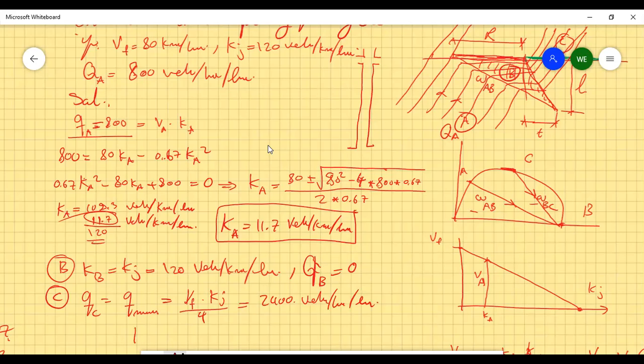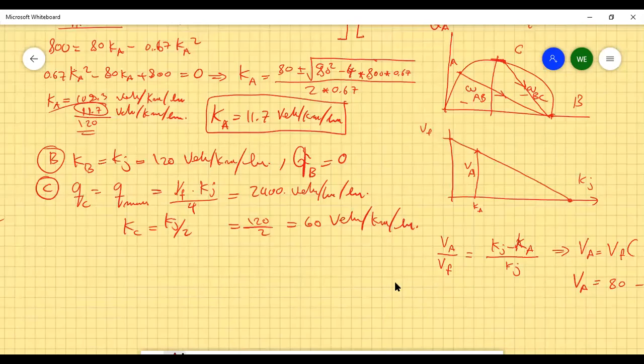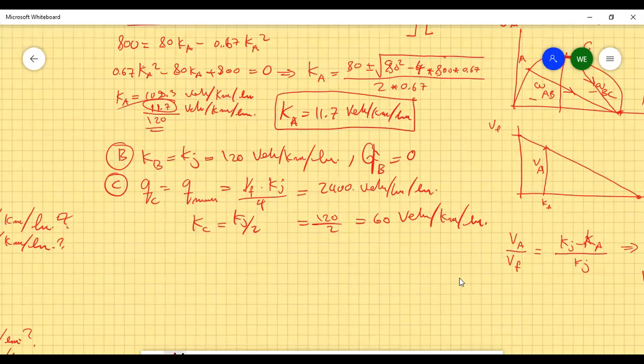Okay, KC here, how much will be the KC? It's Kjam over 2. So it equals 120 over 2, equals 60 vehicle per kilometer per lane. Now we have all what we need. We have the flows and the densities for different states. Now let's calculate the shock waves for different states.